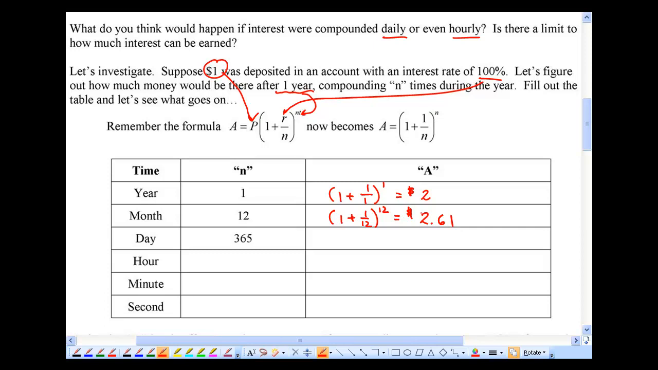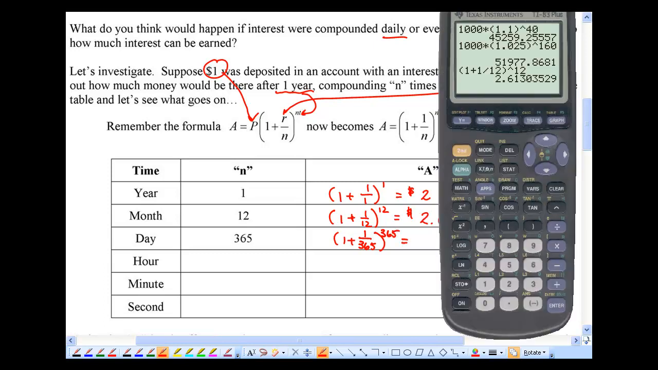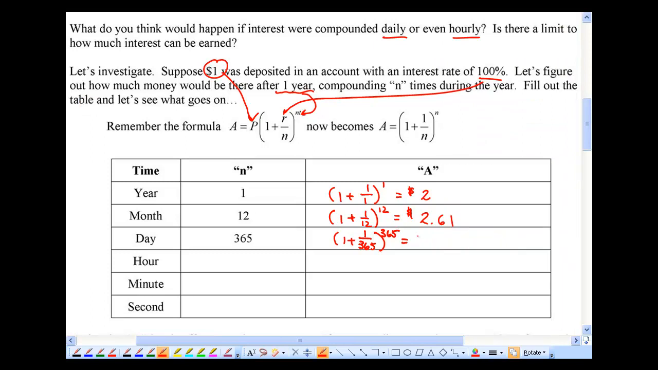Well, what about 365 days? Let's say I get interest every single day. That should maybe make me more. So let's do that: (1 + 1/365)^365. Back to my calculator: 1 plus 1 divided by 365, all raised to the power of 365. 2.71. Even more now. I made an extra 10 cents.